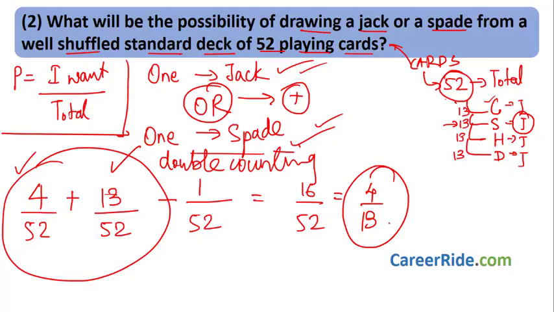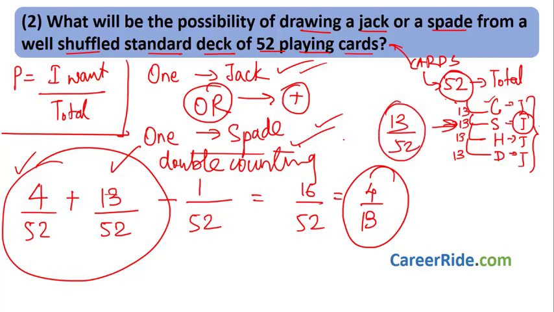Now again I will explain why we subtracted 1 by 52. First, the probability of choosing a jack is nothing but 4 by 52, because there are 4 jack cards in a deck, and I can choose any one of them. So there are 4 choices, and the probability is what I want divided by total. Plus, what I want is a spade card. There are 13 spade cards, and I can choose any one of them. So the probability of getting a spade card is 13 by 52, right?